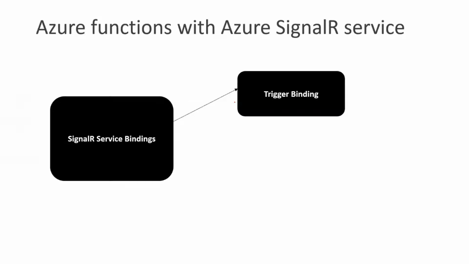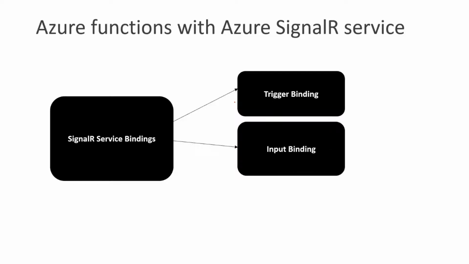We have seen while creating the Azure function that we have various triggers, like the Cosmos DB trigger and the HTTP trigger. In the same way, we can use the SignalR service binding to trigger the Azure function.